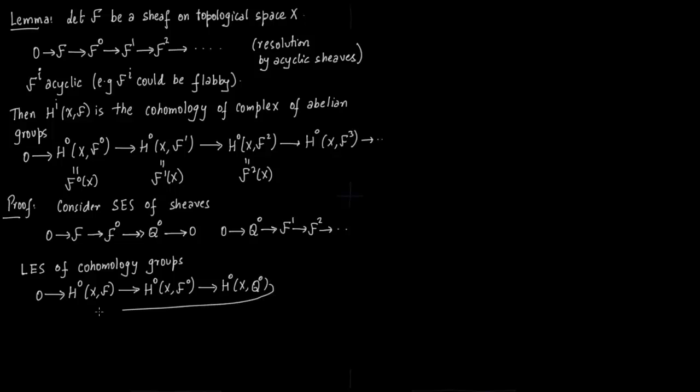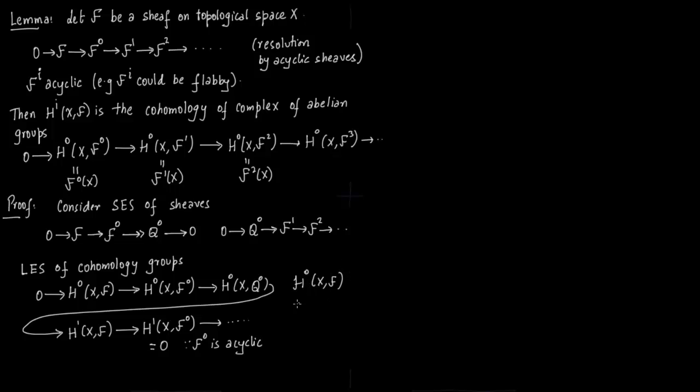Then you come to H1. You have drawn H0, now draw H1, and once you start drawing H1 you should switch to acyclic conditions. So H1 of X of F0, this has to be 0 now because F0 is acyclic. F is just a sheaf, but F0, F1, F2, F3, F4, all those are acyclic sheaves. So H1 of X, F0 is 0. So we have an exact sequence from H0 of X, F all the way to H1 of X, F.